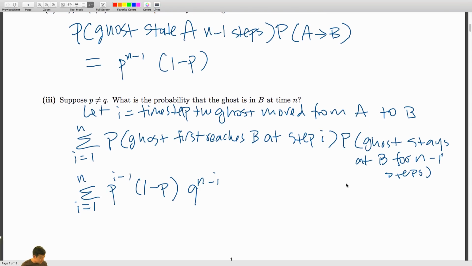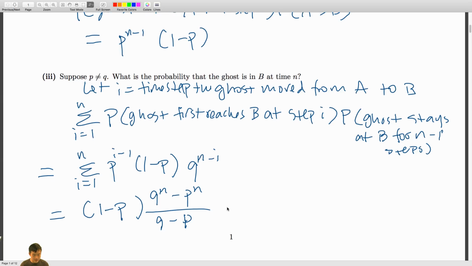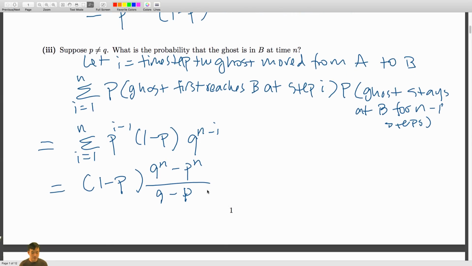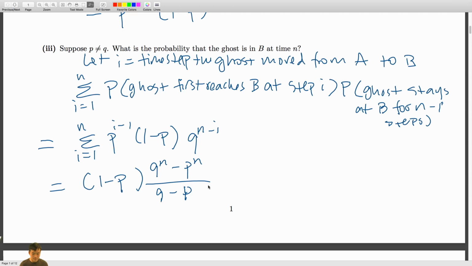And we could try to simplify this down, so on the exam, you wouldn't have to. However, you could actually get down to a final probability of (1 - P)(Q^n - P^n) over (Q - P). So again, if you work out some of the math, you could eliminate the summation, but you won't have to if you're asked to just print some numbers on the exam.